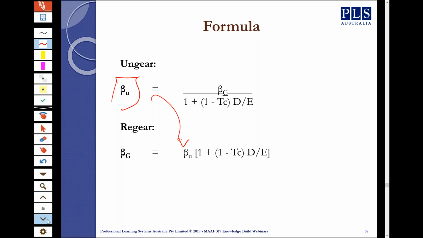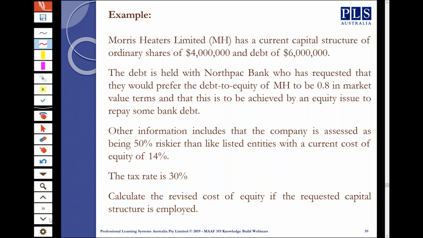To illustrate that sort of logic, we take Morrisita's, which has a current capital structure of ordinary shares of 4 and debt of 6. The debt is held with Northpac Bank, who has requested that they'd prefer the debt to equity to be 0.8 in market terms, and this is to be achieved by an equity issue to repay some bank debt. Other information includes that the company is being assessed as 50% riskier than like listed entities, with a current cost of equity of 14%. Tax rate is 30%. Calculate the revised cost of equity.